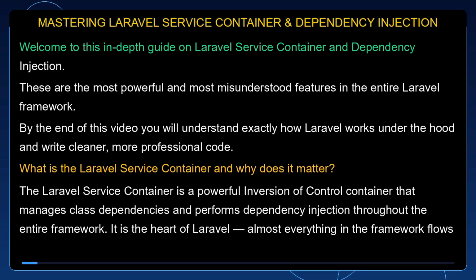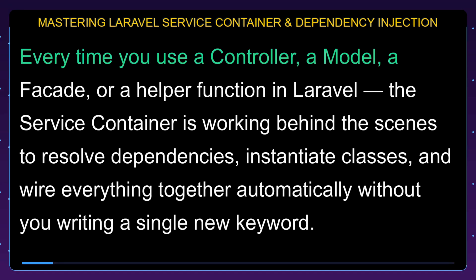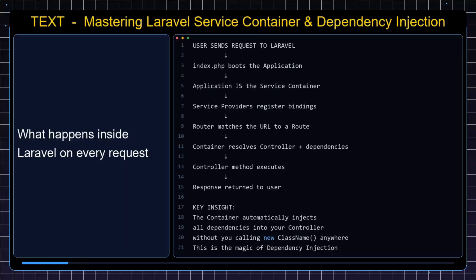The Laravel Service Container is a powerful inversion of control container that manages class dependencies and performs dependency injection throughout the entire framework. It is the heart of Laravel. Almost everything in the framework flows through it. Every time you use a controller, a model, a facade, or a helper function in Laravel, the service container is working behind the scenes to resolve dependencies, instantiate classes, and wire everything together automatically without you writing a single new keyword. What happens inside Laravel on every request?